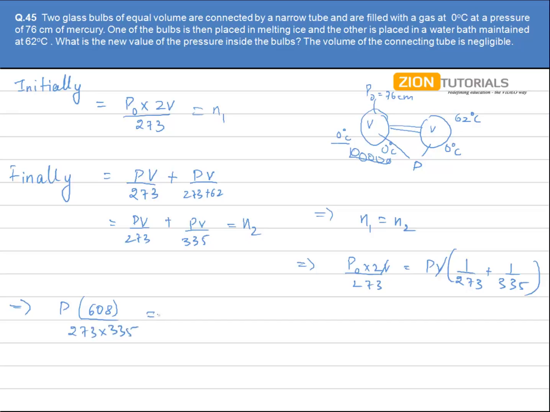This would be equal to, if I take P naught as 76, 76 into 2 divided by 273. 273 will cancel out, so that means P would be equal to 76 into 2 into 335 divided by 608. Now if you solve this you'll get the value as 83.75, which is nearly equal to 84 centimeter of Hg. So this is the answer basically.